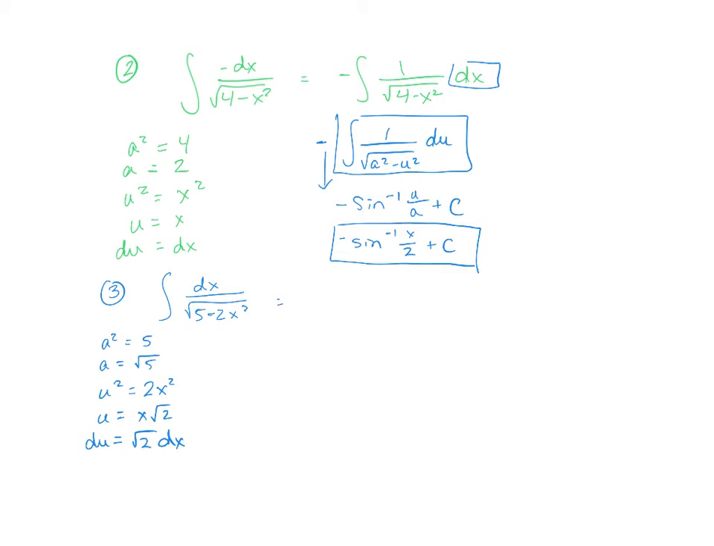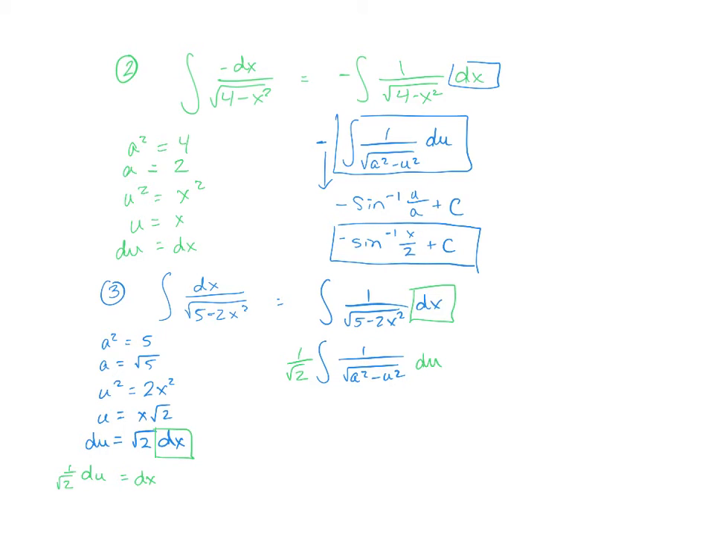So again, let's rewrite things here as 1 over the square root of 5 minus 2x squared dx. Now let's start replacing with our a's and our u's. So I have the 1 over the square root of a squared minus u squared. Now the only thing that I have left is dx. However, in my du statement, I have radical 2 dx. Well, I need just dx. So what am I going to do? Just like all of our other u substitutions, I need to divide by that radical 2 to the other side. So when I go back over to my a's and u's, I have a 1 over radical 2 du that I have to add into our statement.